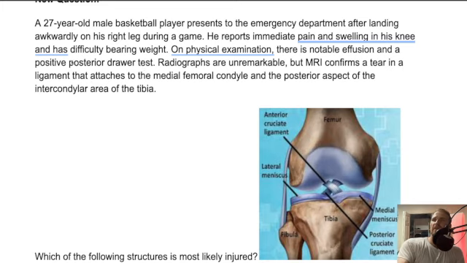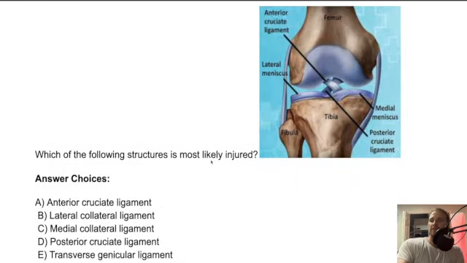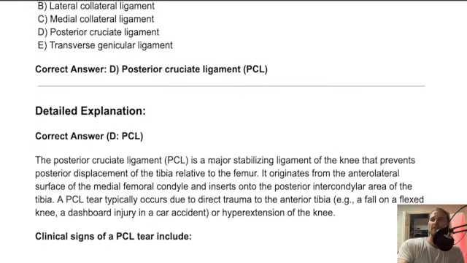There's an effusion, and the positive posterior drawer test tells us it's the PCL. And so we're going to have to find that ligament and be able to identify it on an x-ray. So there's the lateral side. That's the important thing that we need to know if this is like a coronal view. So which structure is injured? It's going to be the posterior cruciate ligament, and let's talk about this.